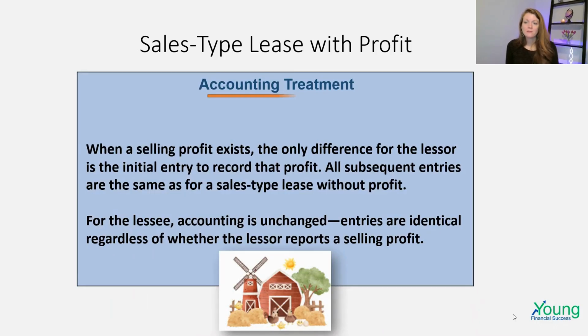So the accounting treatment, when selling profit exists, the only difference for the lessor is the initial entry to record that profit. All of the subsequent entries are the same as they are for the sales type lease without profit, the ones we saw first. For the lessee, accounting is unchanged. Entries are identical regardless of whether or not there is profit because they're not having to show anything. They would show exactly what we saw whenever we looked through their entries before when there was no selling profit. Nothing's changed for the lessee.